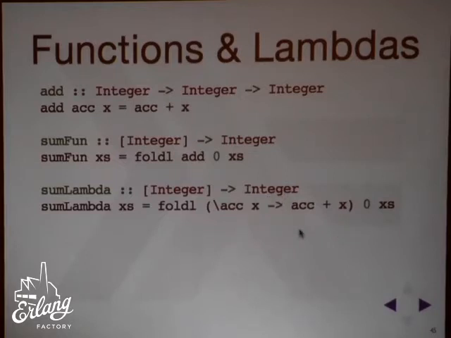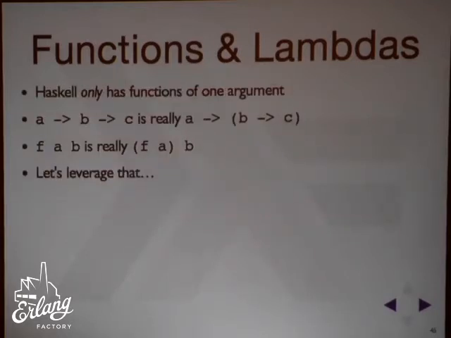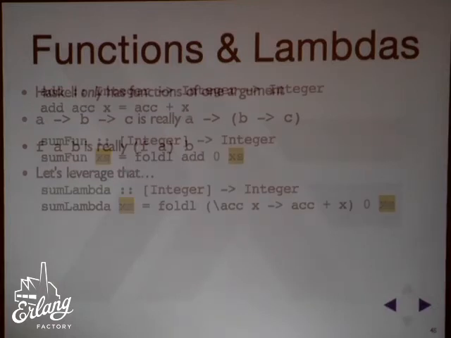But Haskell typically looks even cleaner than that because Haskell only has functions of one argument. There are no functions that have more than one argument. So whenever you write the type signature of something that takes an A and a B and returns a C, what you're really saying is you have a function that takes an A and returns a function from B to C. And then when you're applying a function like f a b, you're really saying f of a and apply b to that. So you can leverage that.